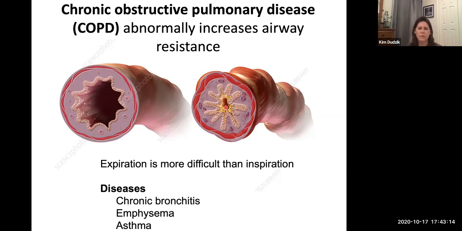And really, in COPD in its different forms, expiration is more difficult than inspiration. Usually when I say that, people who suffer from asthma go, but I feel like I can't get air in. Well, think about that.